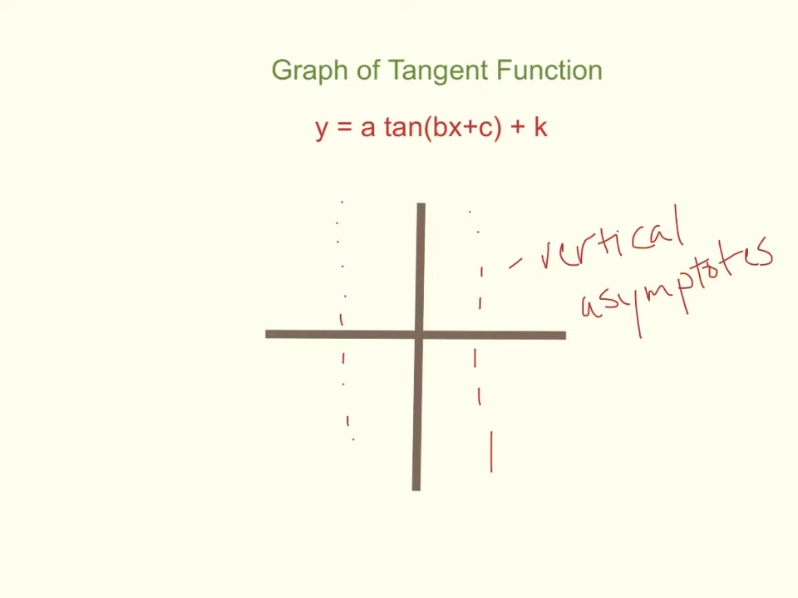And then we have the tangent curve that is right in between it, and it's going to go up and down. And notice where it crosses the x-axis, in this case is at the origin. Where it crosses the x-axis is always going to be halfway between your two vertical asymptotes.